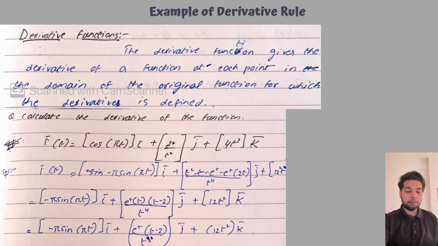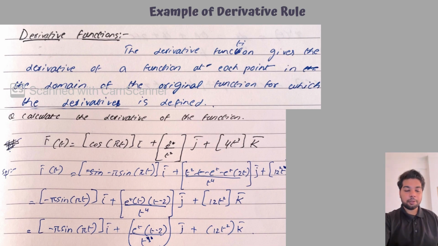Now just simplify the function. Minus π sin(πt) i plus e^t, t^2 will cancel from the t^4, then you have e^t (t minus 2) over t^3 j plus 12t^2 k.